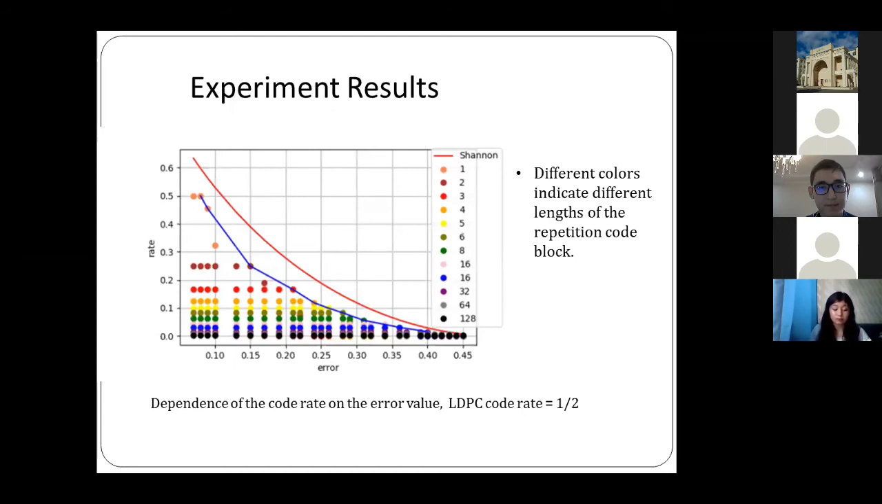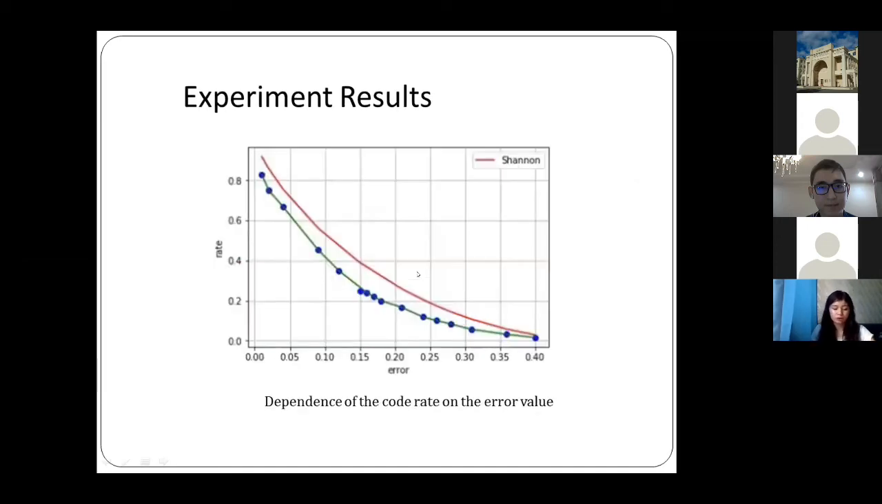And experiment results. On the basis of many experiments, a study was made of the efficiency of codes for different error values. The graph shows the dependence of the code rate on different error values. Different colors indicate different lengths of the repetition code block, and the envelope shows a close approximation to the theoretical value according to the Channel theorem. And for each error, there is a code or a combination of code and block length in repetition code that works best for that error. The graph shows the final envelope where the best code variant is selected for each error.